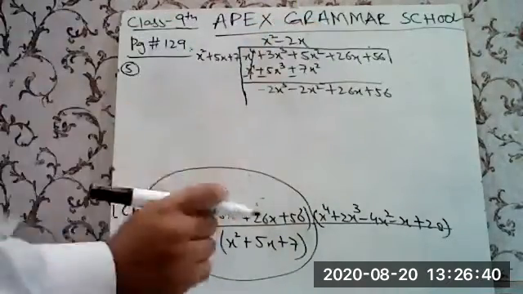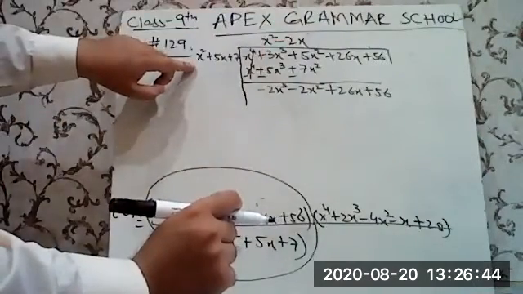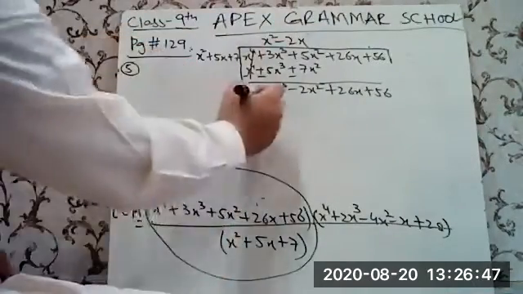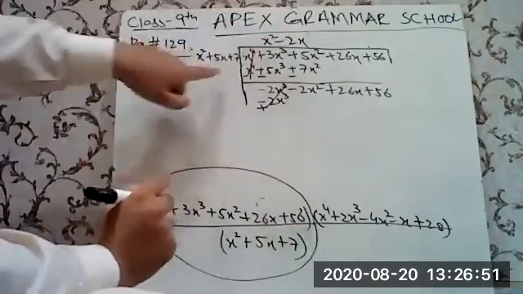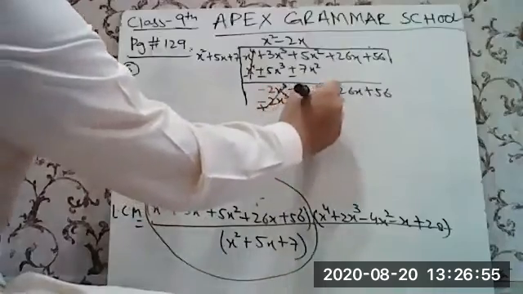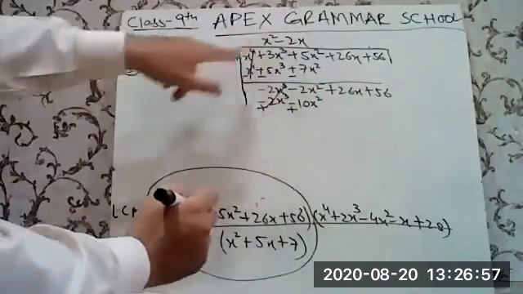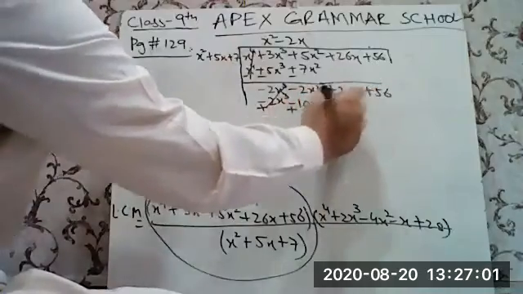Now it's the minus 2x term. Minus 2x will multiply with this x squared. That makes minus 2x cubed. Change the sign, cancel it. Minus 2x multiplied by 5x: 5 2s are 10, so minus 10x squared. Change the sign. Minus 2x multiplied by plus 7 makes minus 14x. Change the sign.